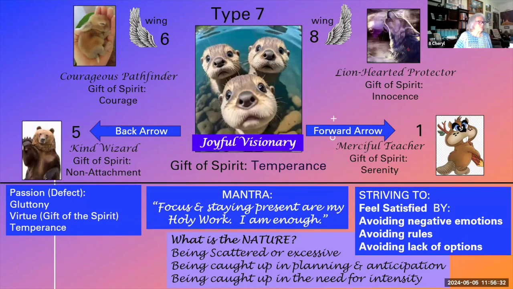Okay, for the 7, what is the nature of your mistakes, defects, wrongs? Being scattered or excessive, being caught up in planning and anticipation instead of being present, and being caught up in the need for intensity. These are the people that jump out of airplanes, with a parachute, obviously, but these are those people.